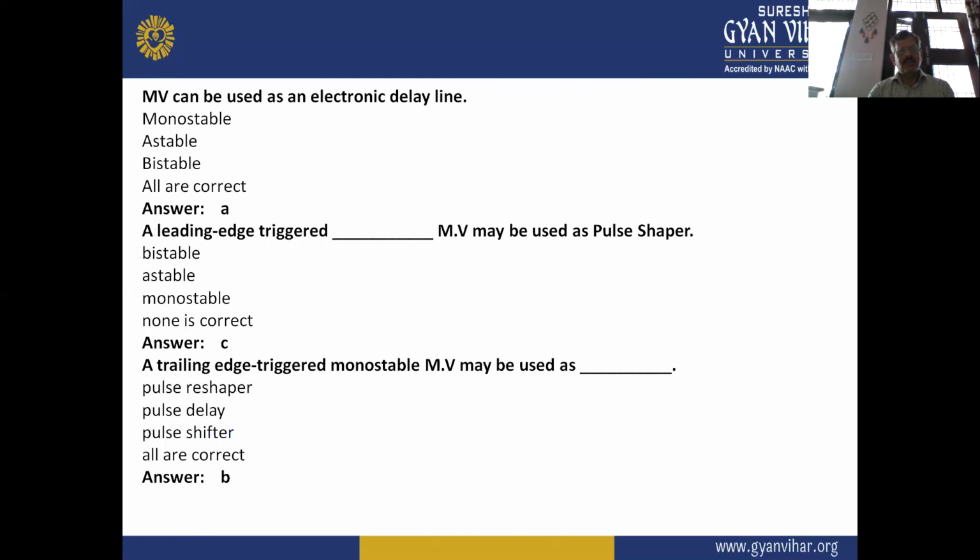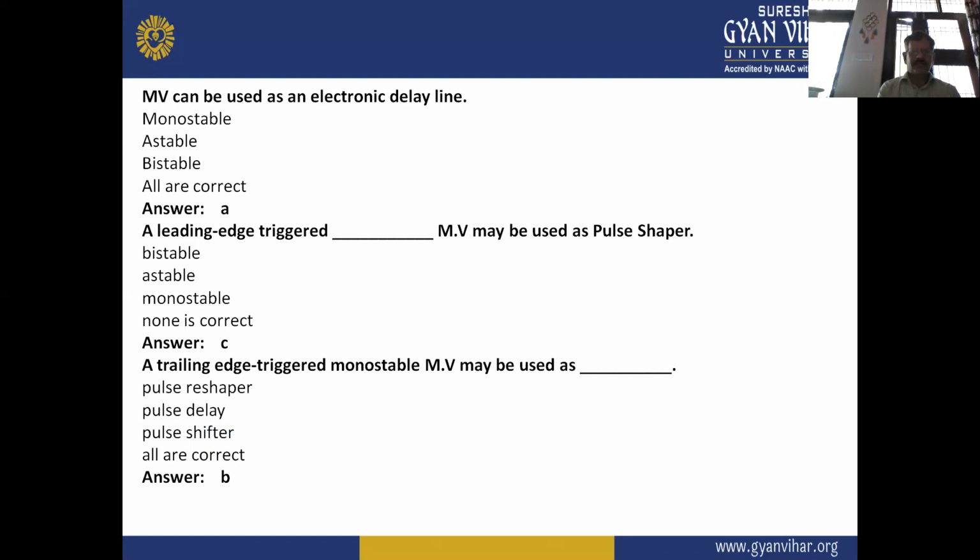In the next question, which multivibrator can be used as an electronic delay line? Option A, monostable; option B, astable; option C, bistable; option D, all are correct. So here the correct answer is option A, monostable. So a monostable multivibrator can be used in an electronic delay line. This is the application of the monostable multivibrator as an electronic delay line.